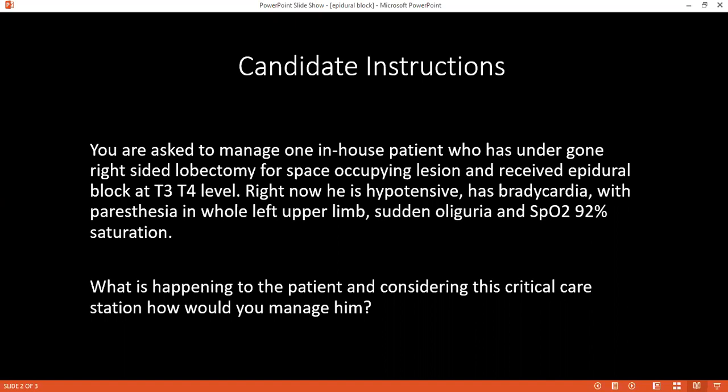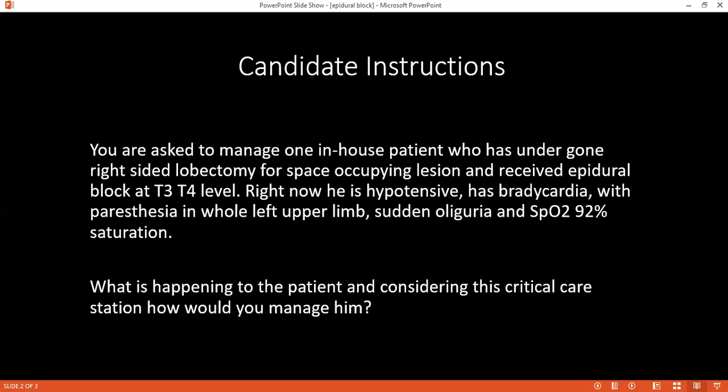Okay. What else could that be? Distributive shock, due to vasodilation, hypotension will occur, and bradycardia will occur. Yes. What are the other differential diagnoses that you can consider? It may be due to hemorrhage, pneumothorax, or paralysis of the diaphragm and intercostal muscles. Yes, pneumothorax and paralysis of intercostal muscles and hypotension. Very good.